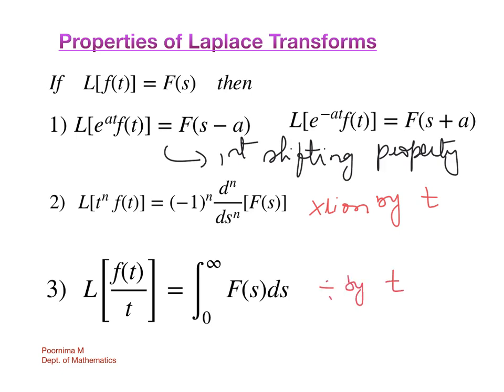Here the Laplace transform of f of t by t is equal to the integral from s to infinity of F of s ds. F of s is the Laplace transform of f of t. In all these three properties, we have to take the f of t given and obtain the Laplace transform of f of t. In the shifting property, we shift s to s minus a. When you multiply by t, we have to differentiate, and if you divide by t, we have to integrate. That we have to remember.